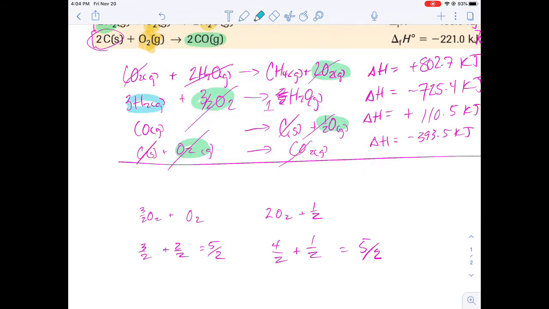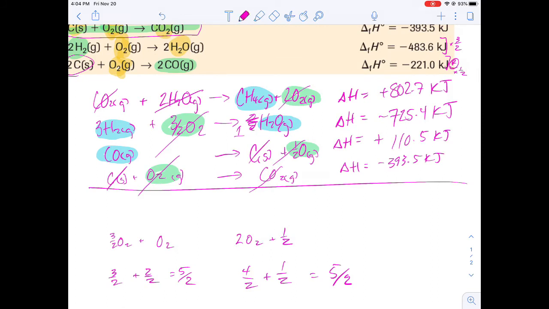So what I'm left with at the end of my reaction is only the stuff I want. I've got 3 hydrogens plus 1 carbon dioxide makes a methane plus 1 water. And so I get the same net reaction that I was looking for in the first place. I've got 3 hydrogen gas plus 1 carbon monoxide gas makes 1 methane gas and 1 water vapor.